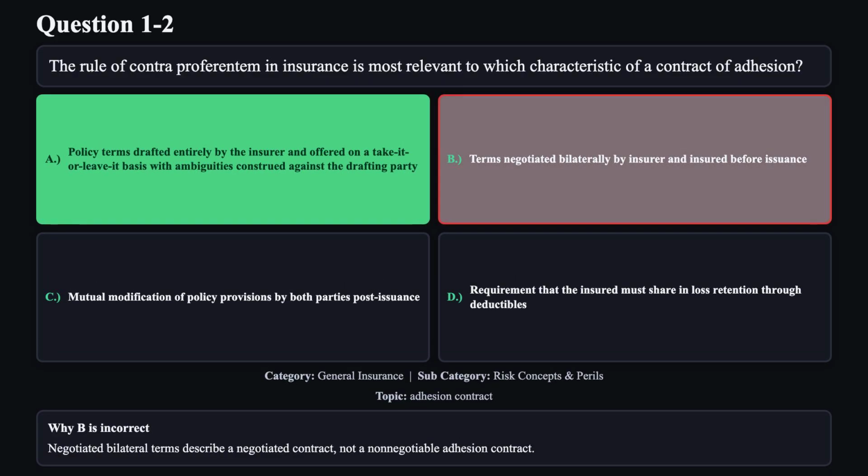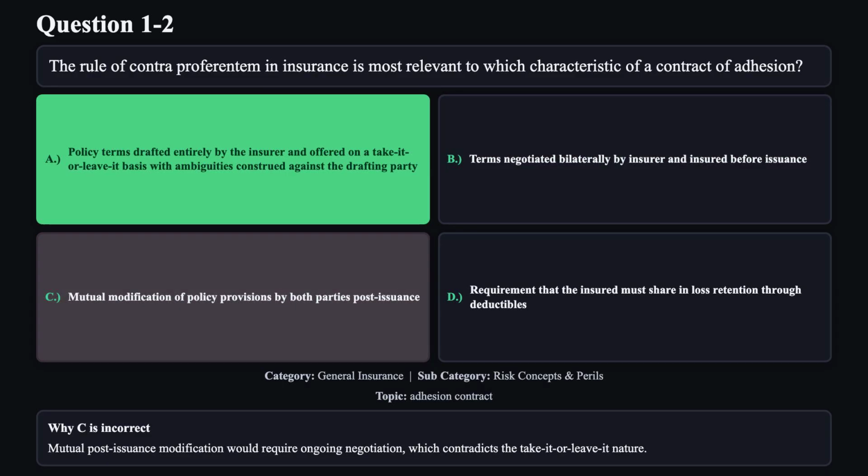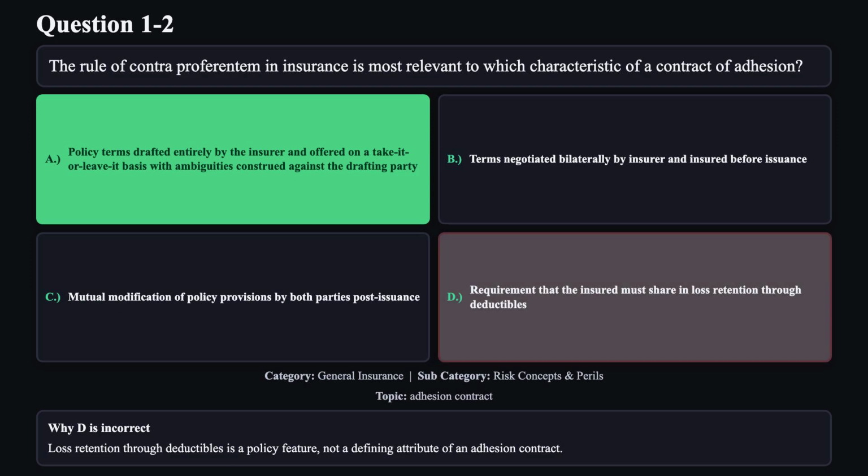Reason B is not correct. Negotiated bilateral terms describe a negotiated contract, not a non-negotiable adhesion contract. Reason C is not correct. Mutual post-issuance modification would require ongoing negotiation, which contradicts the take-it-or-leave-it nature. Reason D is not correct. Loss retention through deductibles is a policy feature, not a defining attribute of an adhesion contract.